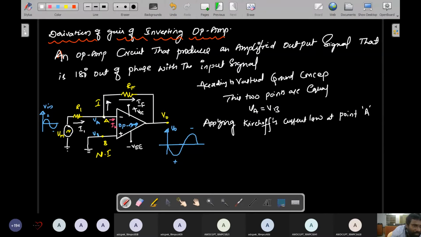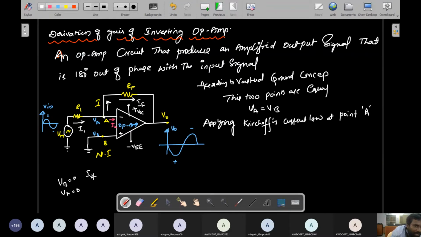Here, see, the potential at point A represents zero potential. Why? Because the potential at point B is connected to ground, so the potential at point B is zero. That means the potential at point A is also zero. Therefore, due to this potential, the current I2 does not enter into this operational amplifier.